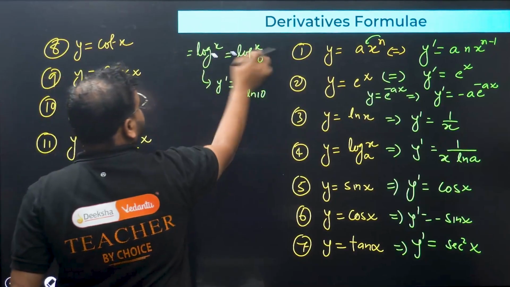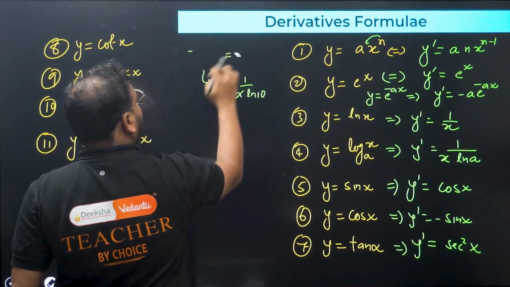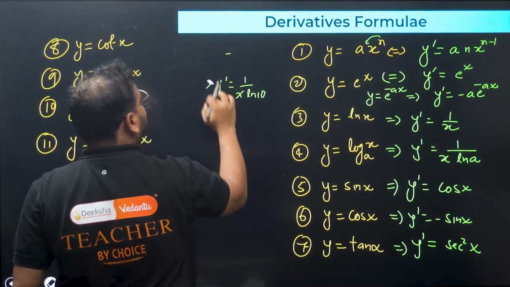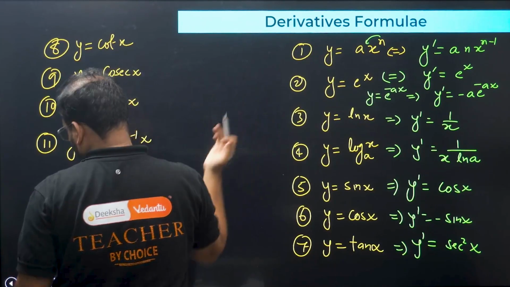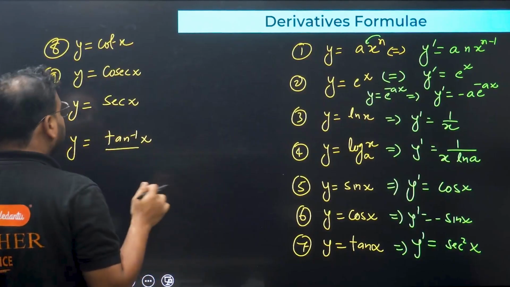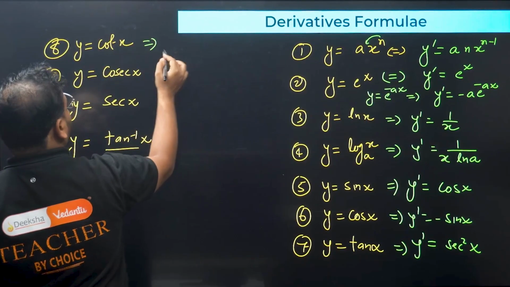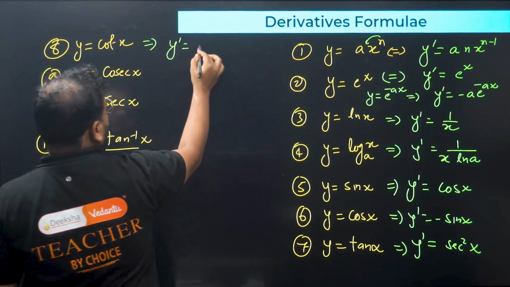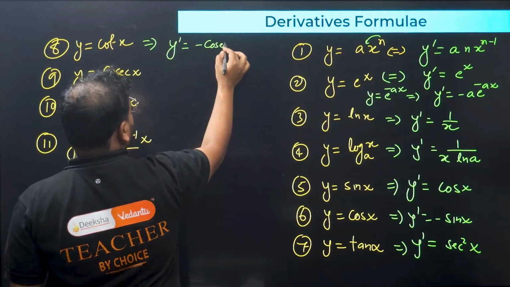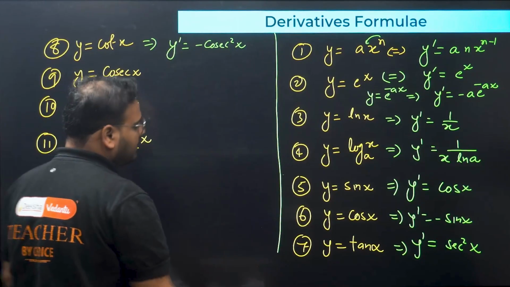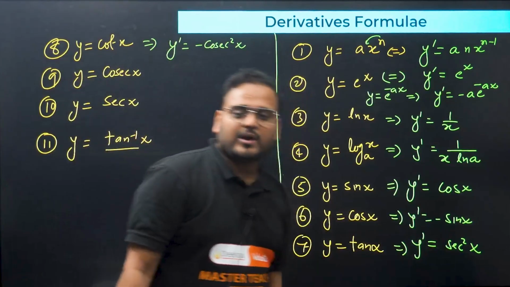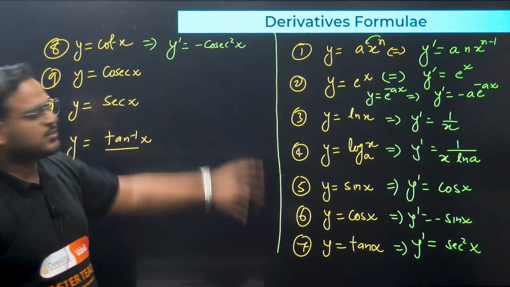I hope you got it right. Log with the base 10 is simply y dash equals 1 by x ln 10. Or if nothing is written in the log base, you can simply take 1 by x ln 10 only. Cot of x will be the same: y dash equals minus cosec square x. So for tan x we have sec square x. For cot x we'll have minus cosec square x.